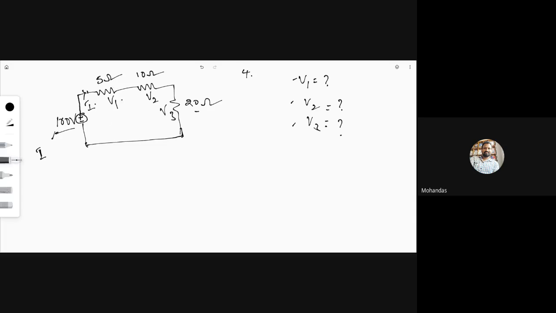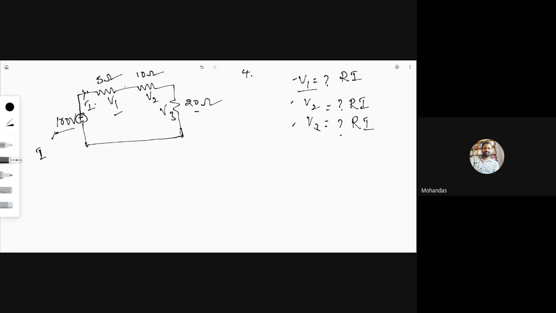So we don't know the current. The current is absorbed by these load resistive elements here. According to Ohm's law, we know the formula: simply multiplication of resistance into current here, here also, and here also. But this R value depends upon the resistive element.